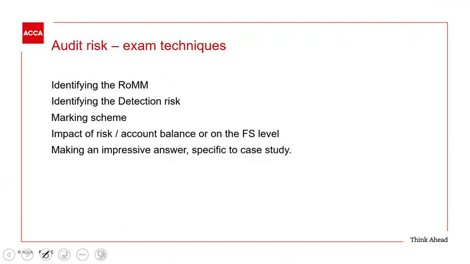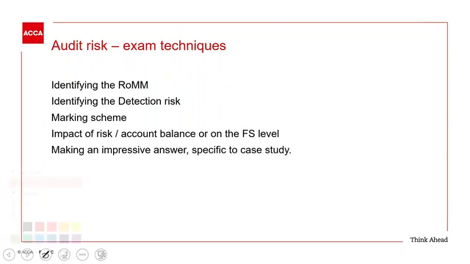Okay, now that means in terms of the audit risk today, we have got to know how to identify the ROMM, and we have got to know that when the question is silent, how do we identify the detection risk? So we wrote the detection risk in the conclusion of the answer. Marking scheme was given to you. I have given you the marking scheme for when you utilize the analytical procedure, and also the marking scheme when there is no utilization of analytical procedure.